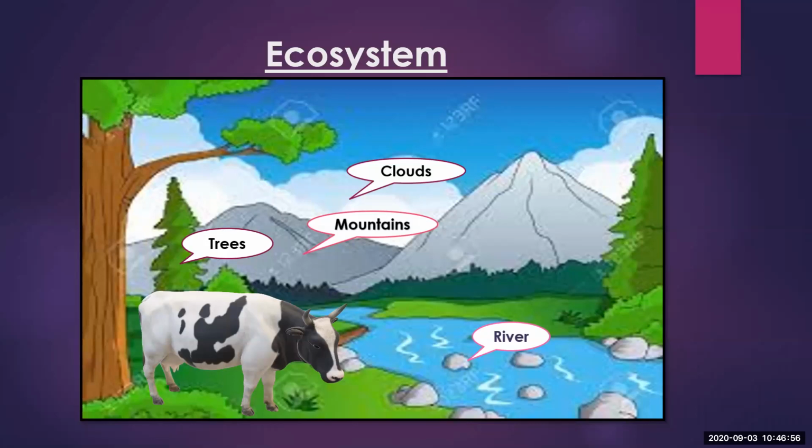Ecosystem is a system which is formed. How is the ecosystem formed? Due to the interaction of biotic, that is living, and abiotic, that is non-living, components in a given area, forming a system. Ecosystems are of two types.